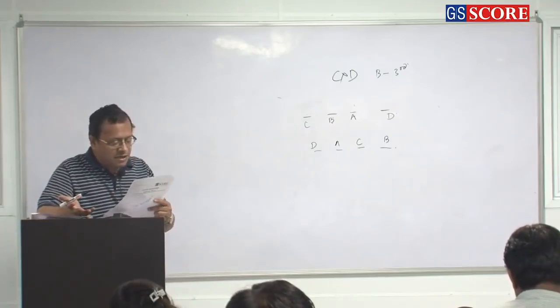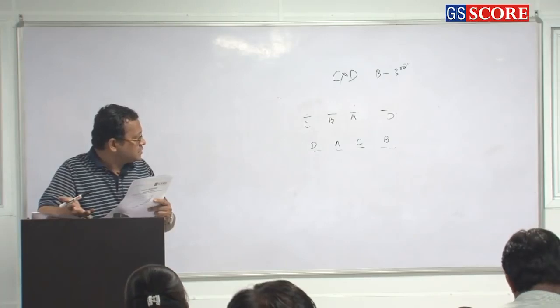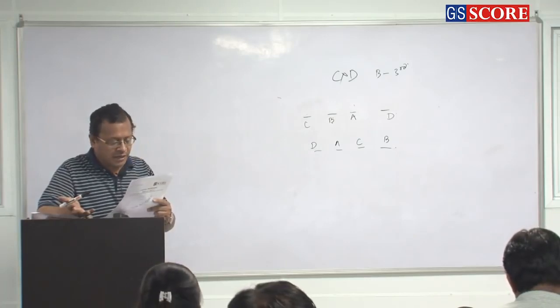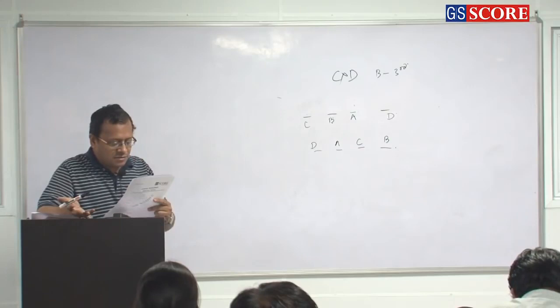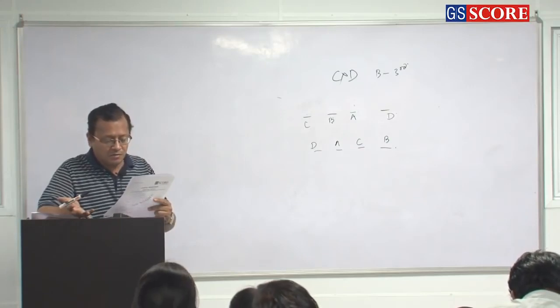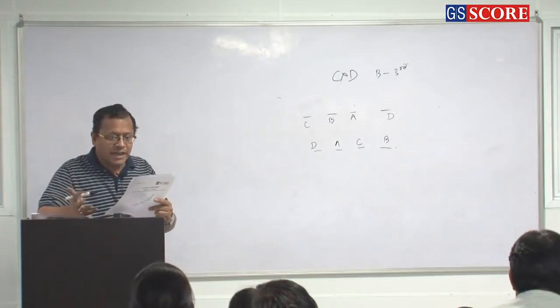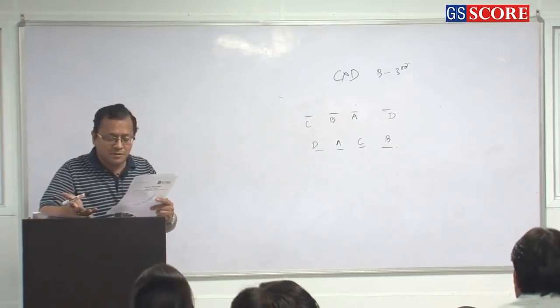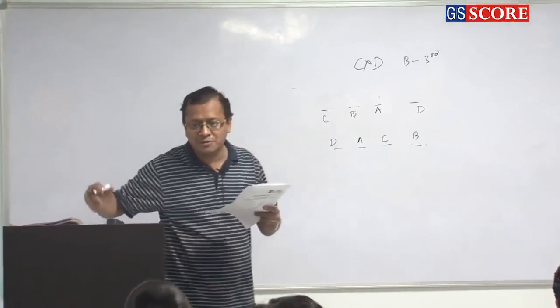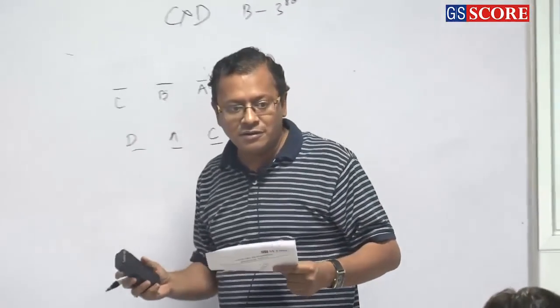C is not at the first place, galat hai. D is at the first place, galat hai, because D, right? C is at the first place, ye bhi galat hai. Must be necessarily true. C can go to fourth place as well. So D is not the correct option. Clear or not?